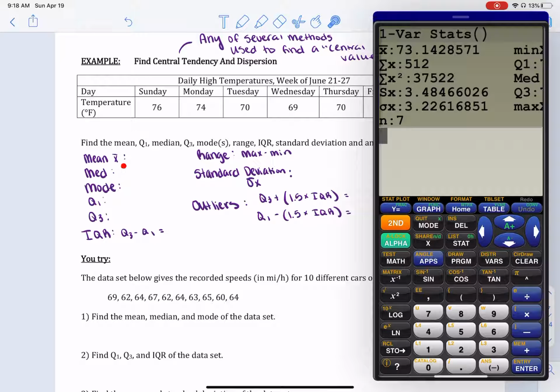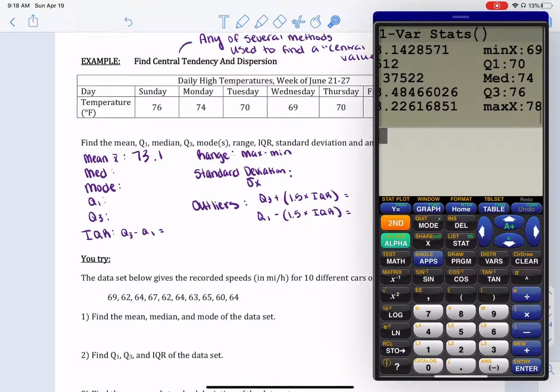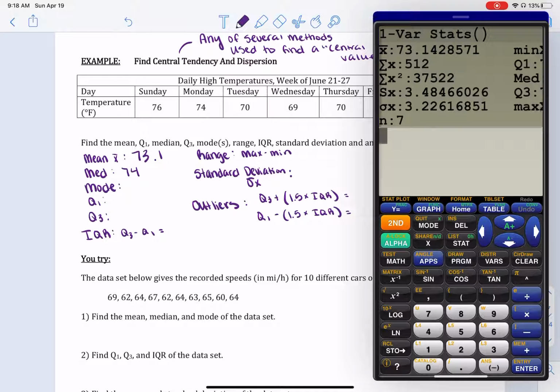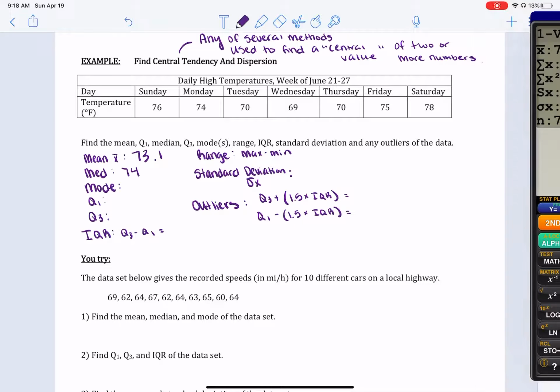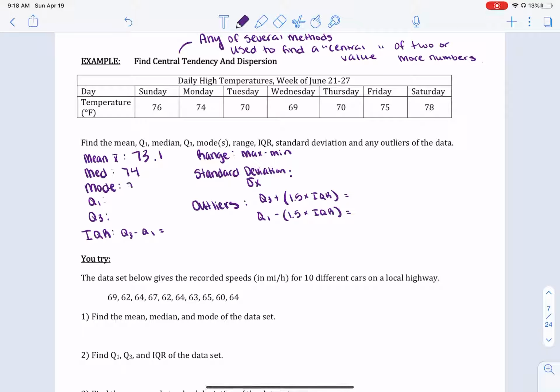Notice here that for the mean, we've got that X bar. The very first value here is our mean, so 73.1, I'm going to say. The next one is the median. Let's see if I can find the median. That's the MED, so that's 74. Notice that we don't see the mode, but the mode is just the one that happens the most. So I bet you could look at your numbers and think about which one happens the most.